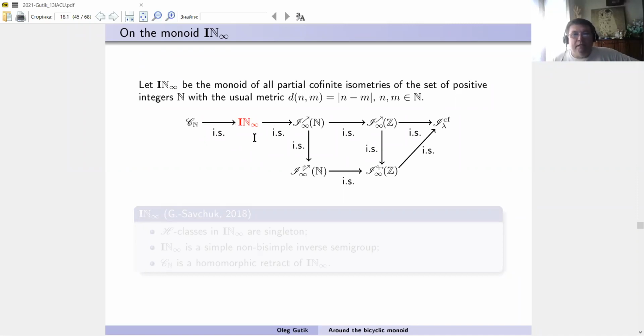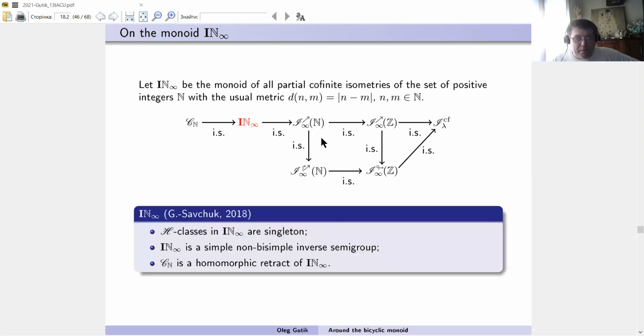And hence we guess that this monoid is a submonoid of the set of all monotone cofinite bijections of the set of positive integers. We get the following result. All H-classes of this semigroup are singletons. This semigroup is simple, but it is not a B-simple inverse semigroup. But this semigroup has many non-group homomorphic images.